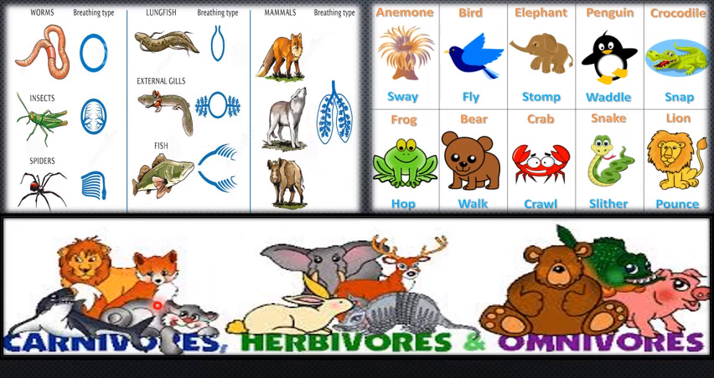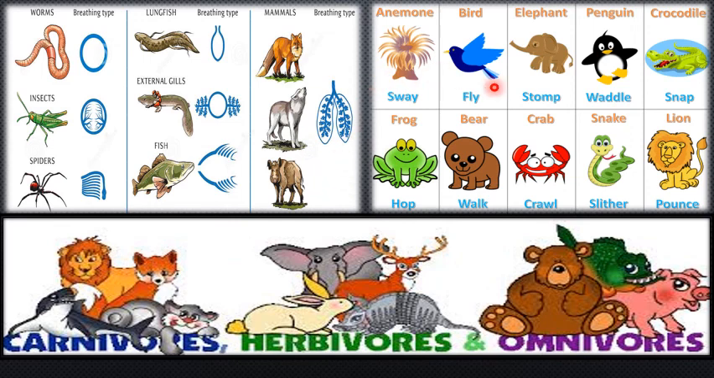Then we talked about the animals that feed on plants, they are herbivores. There are the animals that feed on other animals or meat or flesh, they are called carnivores. And there are the animals that feed on both animals and plants, so they are the omnivores. Here are the examples as well.